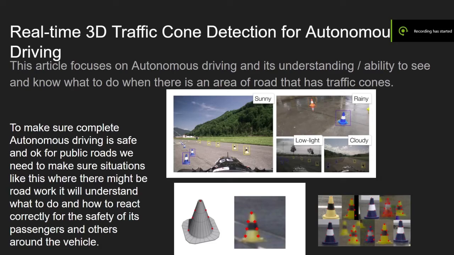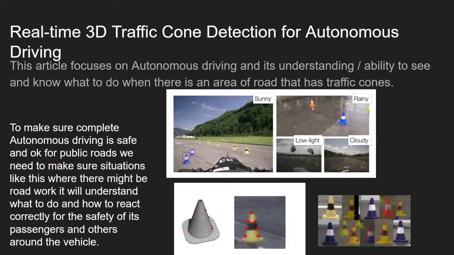Now I'm going to be talking about the traffic cone detection for autonomous driving. Traffic cone detection is going to be very important when it comes to autonomous driving while driving in areas that are being constructed or changed or fixed, because cones will be there. So the AI needs to understand how to deal with them. As you see here, there are different driving conditions of sunny, rainy, low light, and cloudy. Just to show that it's not going to be perfect sunny all the time for the AI.